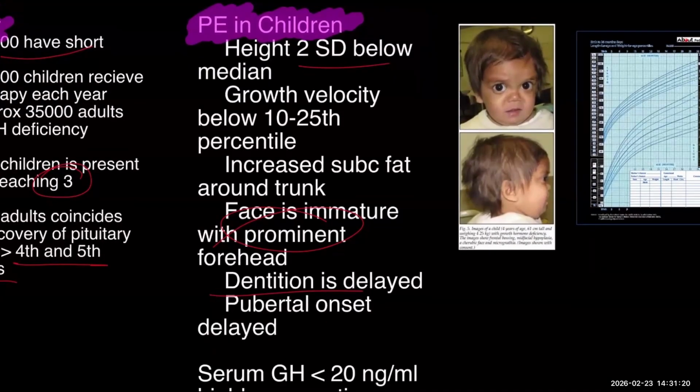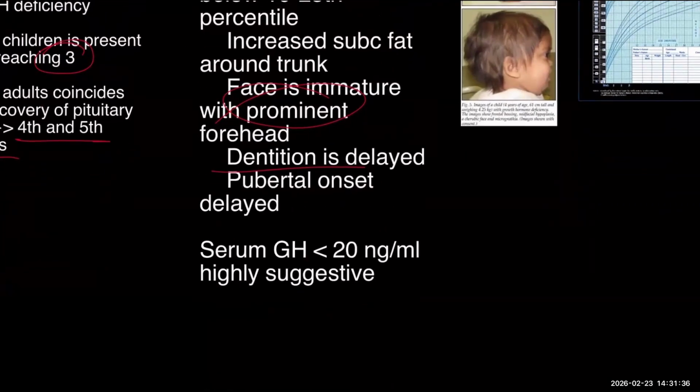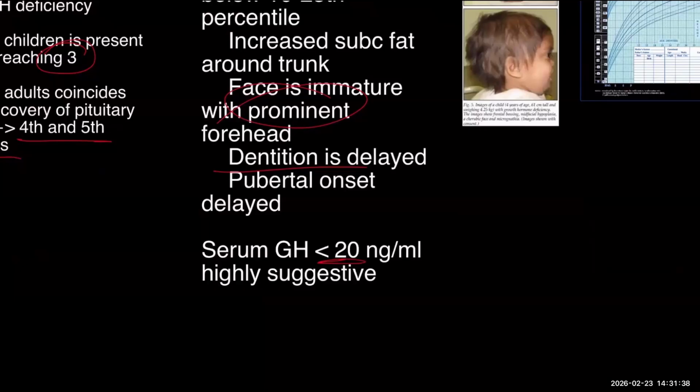But again, you just give them the growth hormone, they will go back to normal growth. You can't make your kid a superhuman by giving them more growth hormone. It just puts them on a normal growth trajectory. They're not going to get bigger or anything. So a serum growth hormone less than 20 is very highly suggestive of growth hormone deficiency.